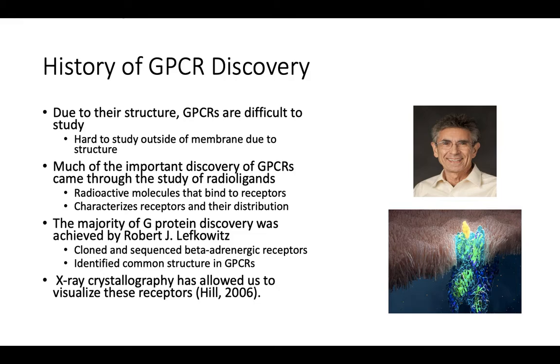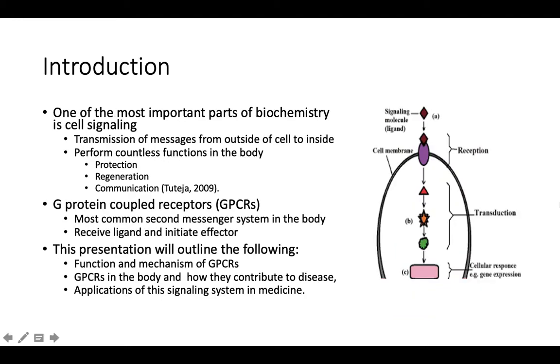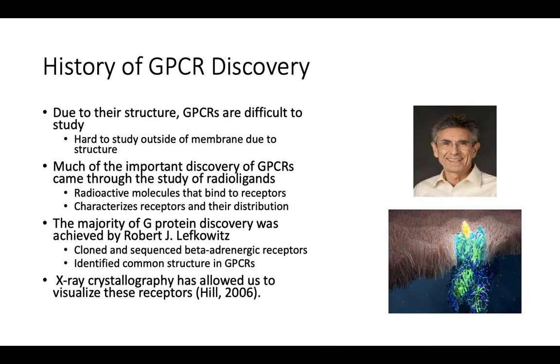Much of the important discovery of GPCRs came through the study of what are known as radioligands. Radioligands are basically like ligands. They'll bind to the receptor, like what you'd see in here, but they also had a radioactive tag on them, making it easier for researchers to identify where these receptors are in the body and what the nature of them is like.